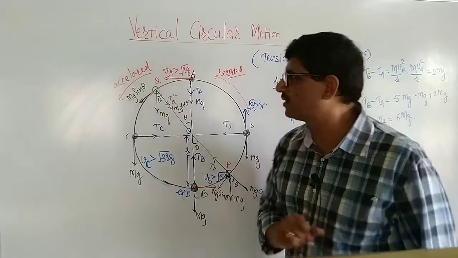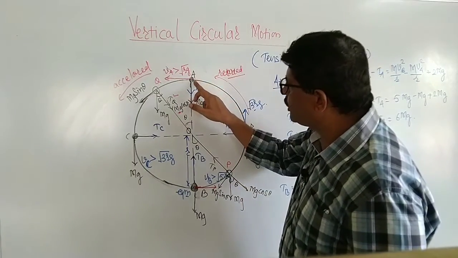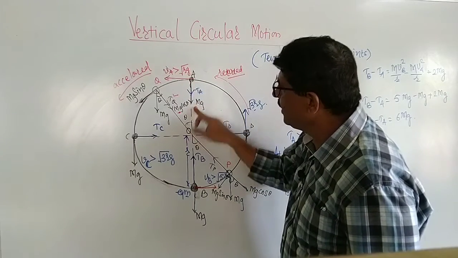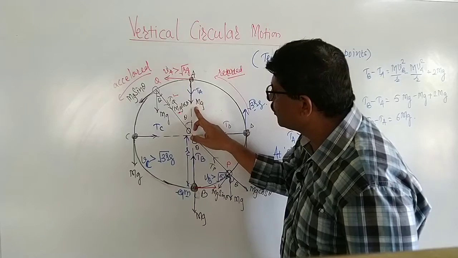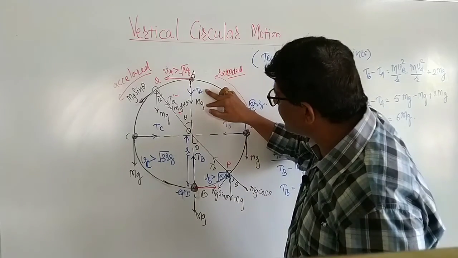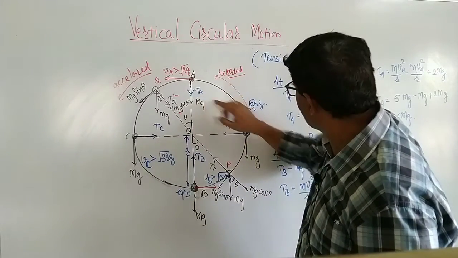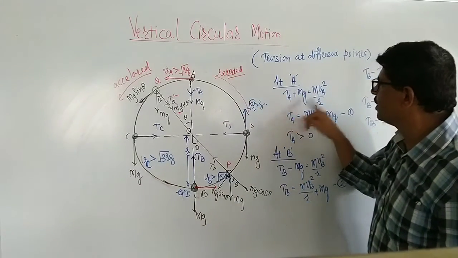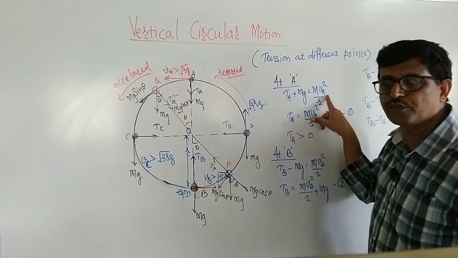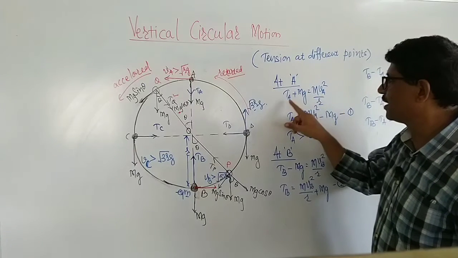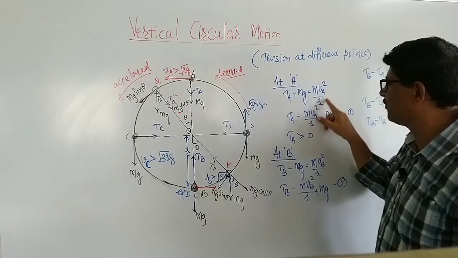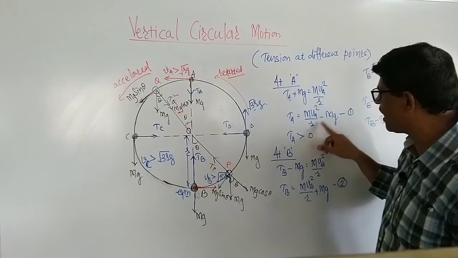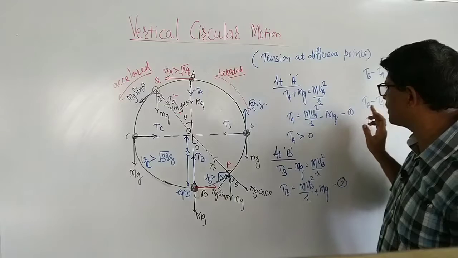If you begin with the top position, at the top, the weight acts vertically downward. Similarly, tension also acts vertically downward. Therefore, these two are in the same direction. Therefore, the sum of these two, TA plus mg, will provide the necessary centripetal force required at A. Therefore, TA plus mg is equal to m va square by r. Therefore, TA is equal to m va square by r minus mg. Call this equation number 1.